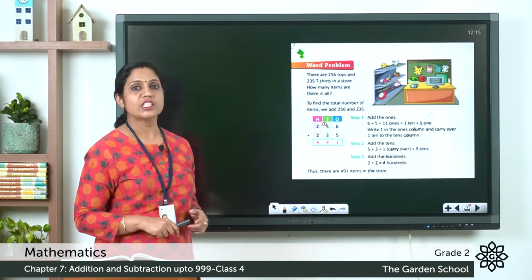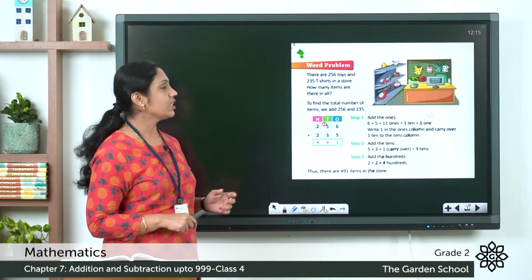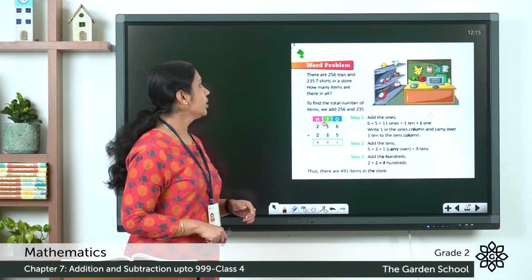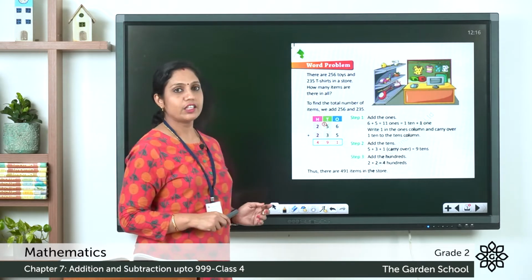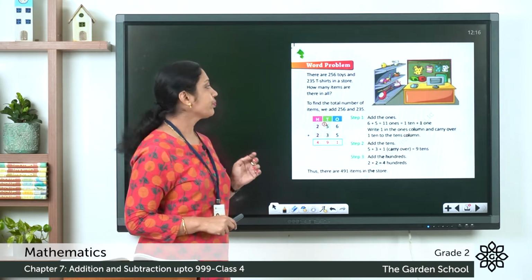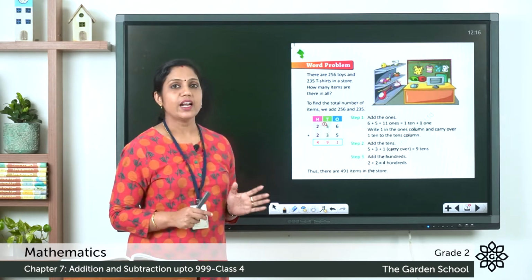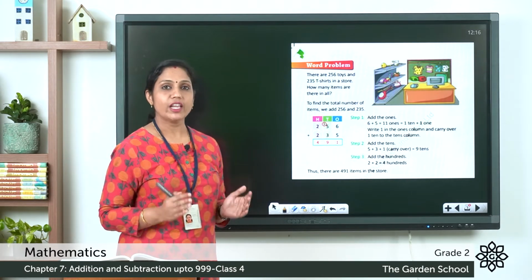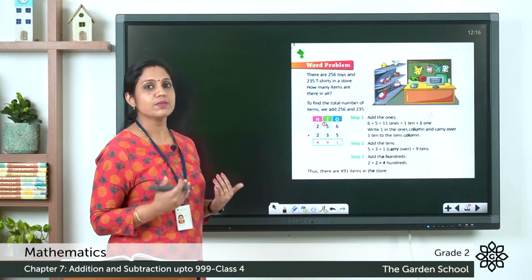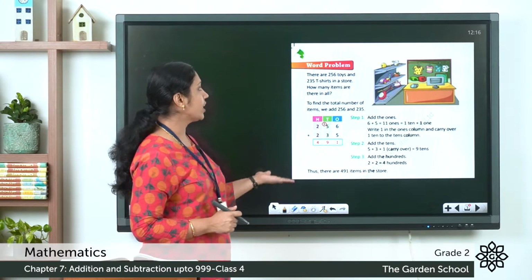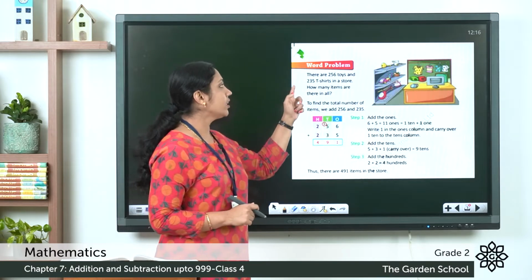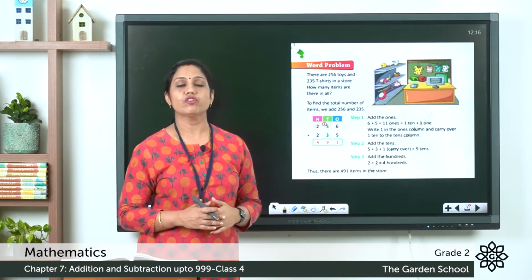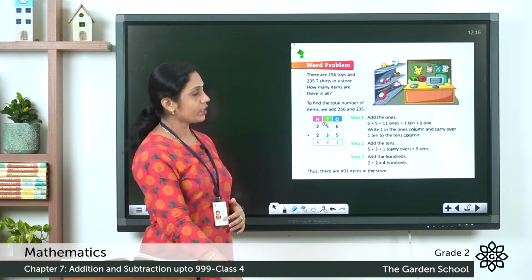Here in your text, page number 100, you can see this word problem. Let's read it out. There are 256 toys and 235 t-shirts in a store. How many items are there in all? So this is the problem and we have to find out how many items are there in all. So here you can see that there are 256 toys and 235 t-shirts. So how can we form steps for this question?